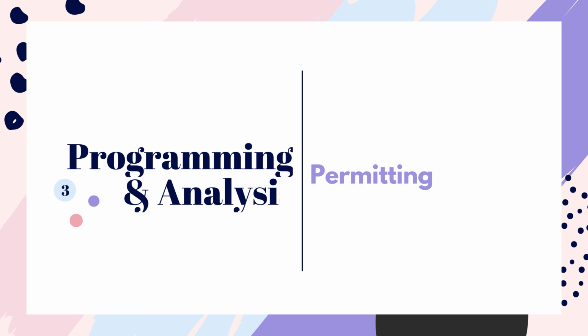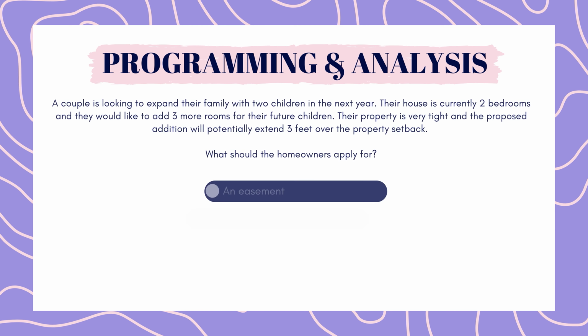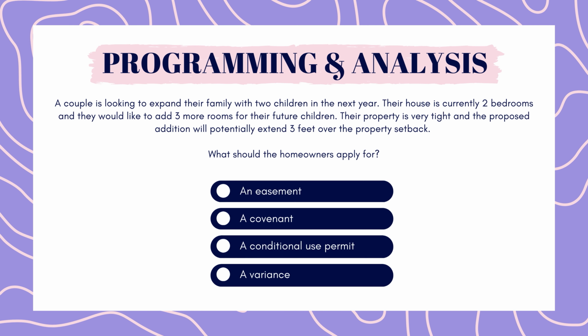Now on to programming and analysis. A couple is looking to expand their family with 2 children in the next year. Their house is currently 2 bedrooms and they would like to add 3 more rooms for their future children. Their property is very tight and the proposed addition will potentially extend 3 feet over the property setback. What should the homeowners apply for? An easement, a covenant, a conditional use permit, a variance? Pause here to answer.